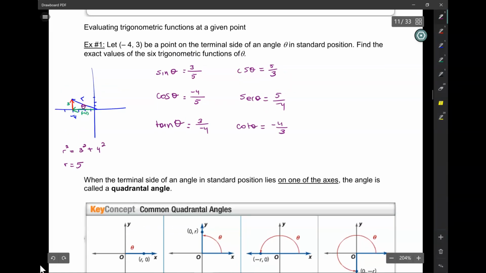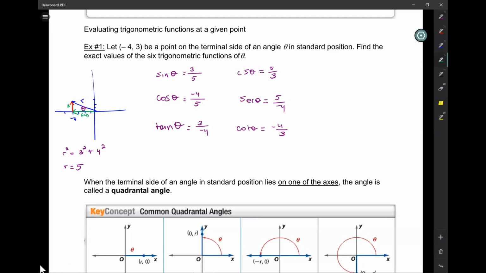Okay, now, did I need to draw that diagram? I really didn't need to draw the diagram, because when I'm given that point, I have all the information I need. I can just call that value x, call that value y, and that value r. I can find r using the Pythagorean theorem, and then all I need for sine is y over r, cosine is x over r, tangent is y over x.